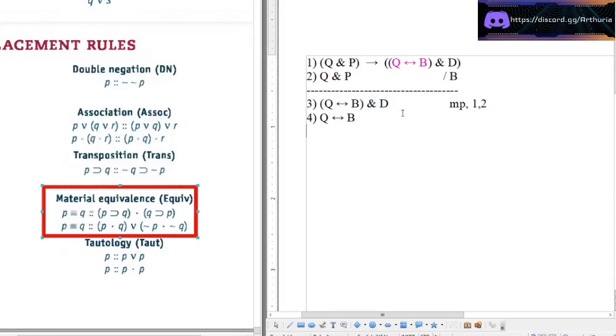And now I would do my material equivalence rule, which would be this. And then Q, of course, with parentheses, gotta make it look good. And then here, 6. We only need if Q, then B. It's the only thing we need. 7, we free up the Q because we have to. And then 9, B is true.